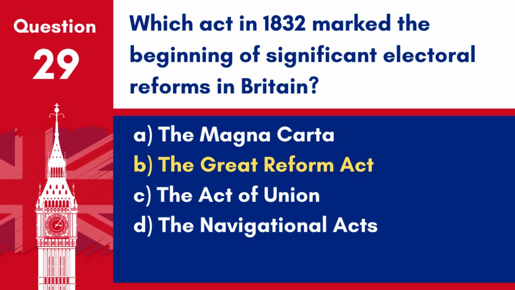Answer: B. The Great Reform Act. The Great Reform Act of 1832 marked the start of major electoral reforms in Britain, which expanded the electoral franchise and addressed many inequities in the electoral system.